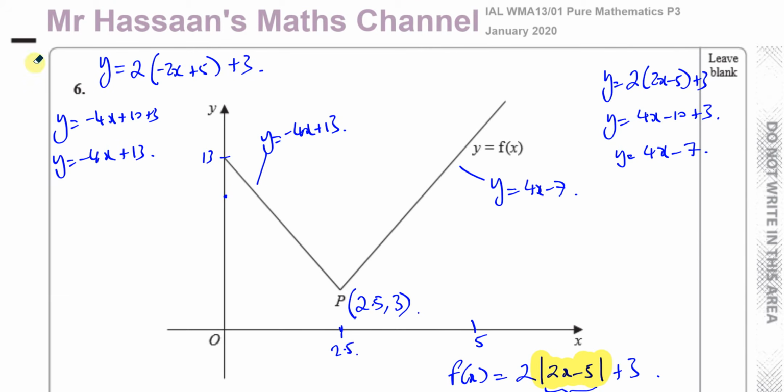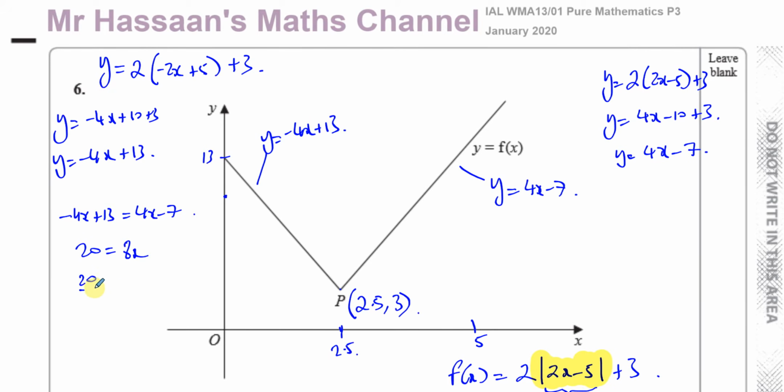Now what we can do here is find out where these two lines intersect, which will be at P. So if I say minus 4x plus 13 is equal to 4x minus 7, I'll end up with 13 plus 7, which is 20, equals, you have to add 4x to both sides, so it's going to give you 8x on this side.